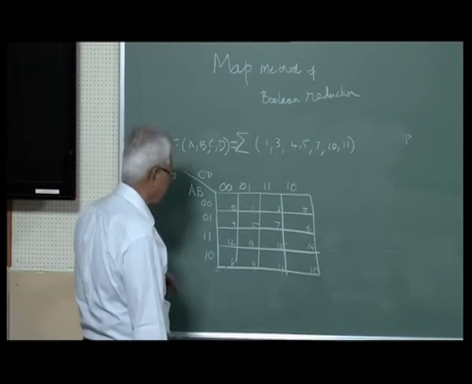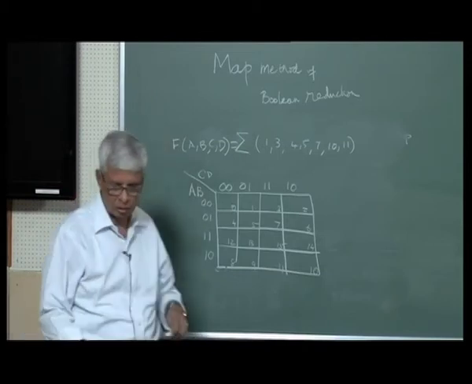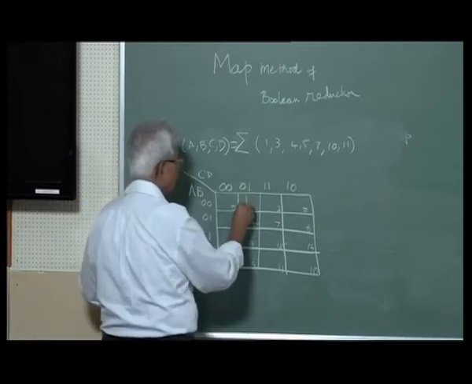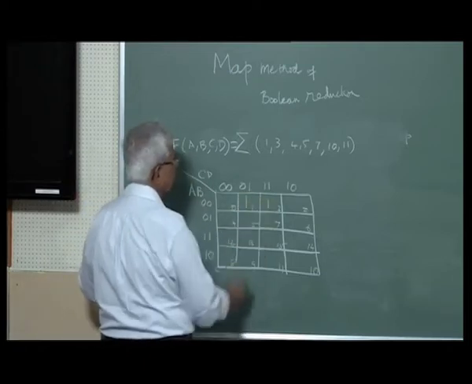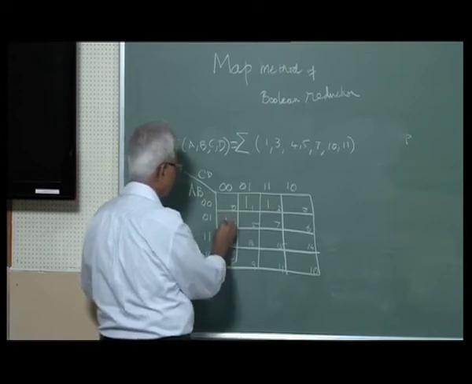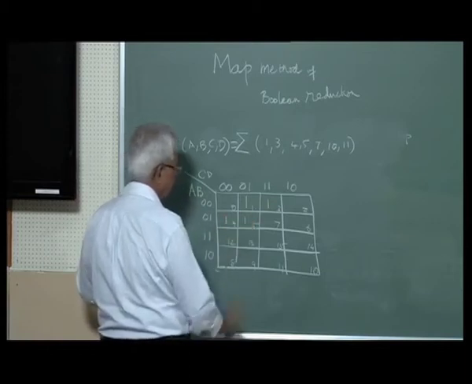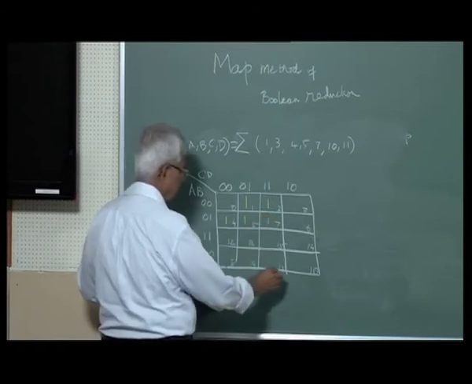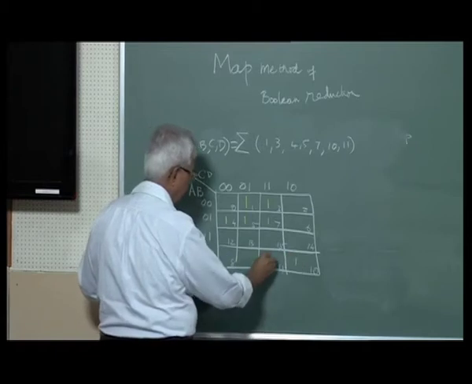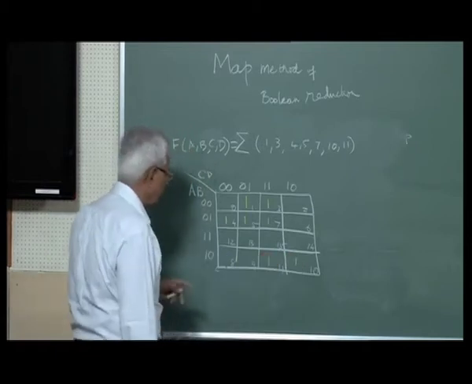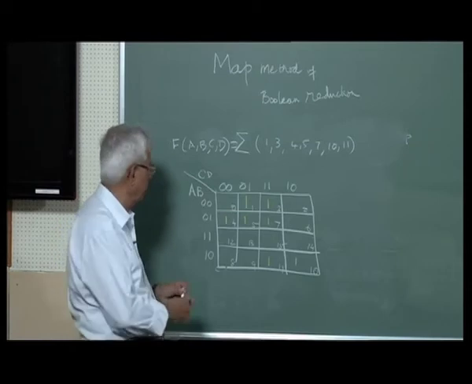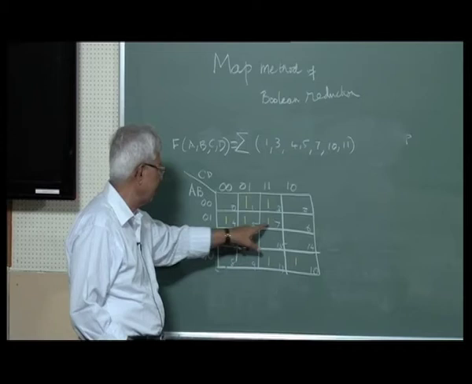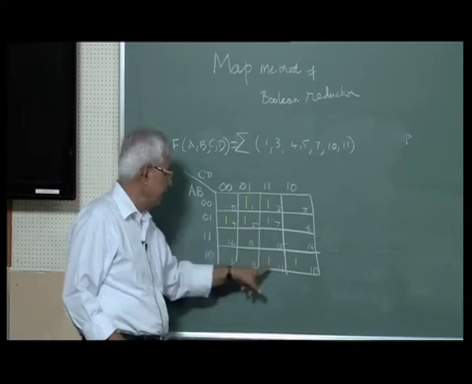What are the minterms for which it is 1 now? M1 is 1, M3 is 1, M4 is 1, M5 is 1, M7 is 1, M10 is 1, M11 is 1. All others are zeros. 1, 3, 4, 5, 7, 10, 11.